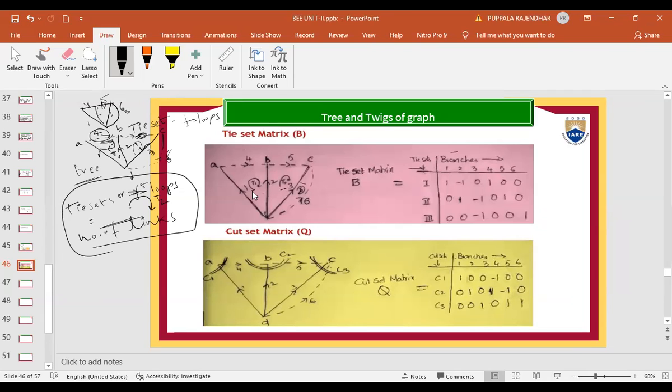Now here, if the direction of the tie set and the branch direction are in the same direction, then that entry we will mark as a +1. In the case of the incidence matrix, if it is away from the node, we consider +1. But here, if the branch and the tie set are in the same direction, we will take +1. Just let's see here. This is branch 1, tie set 1 direction. Check whether these two are in the same direction or not.